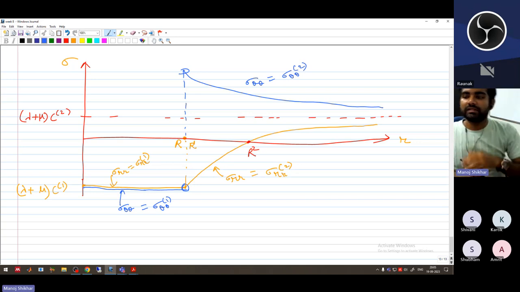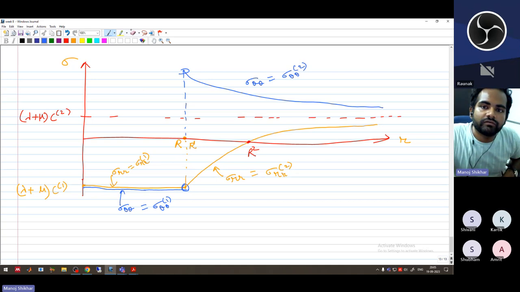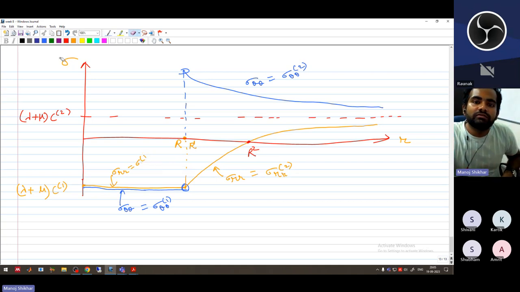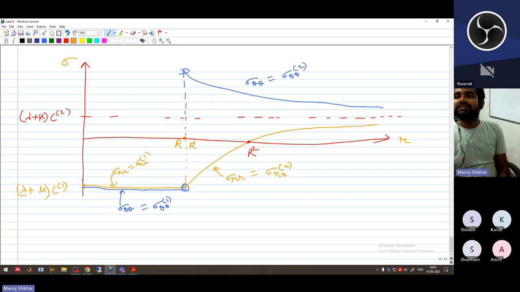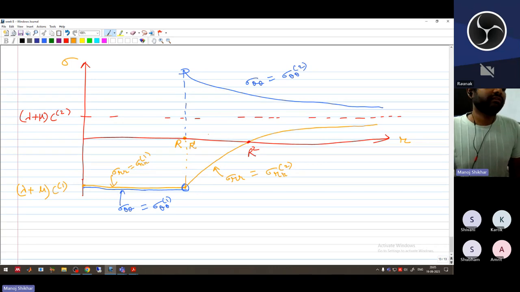I hope it became clear to you what we did in this question. You can do the calculations, and after that, if you plot these graphs, you will get this trend. Sigma RR will be continuous and sigma theta theta will be discontinuous.